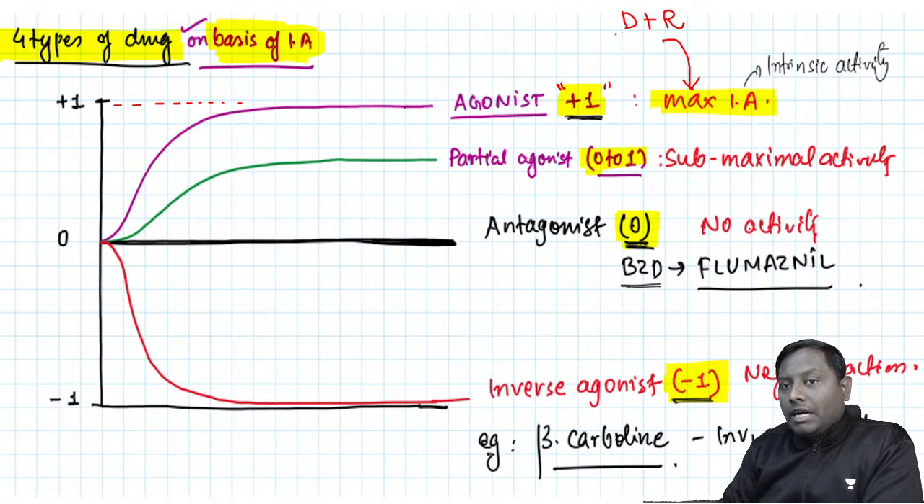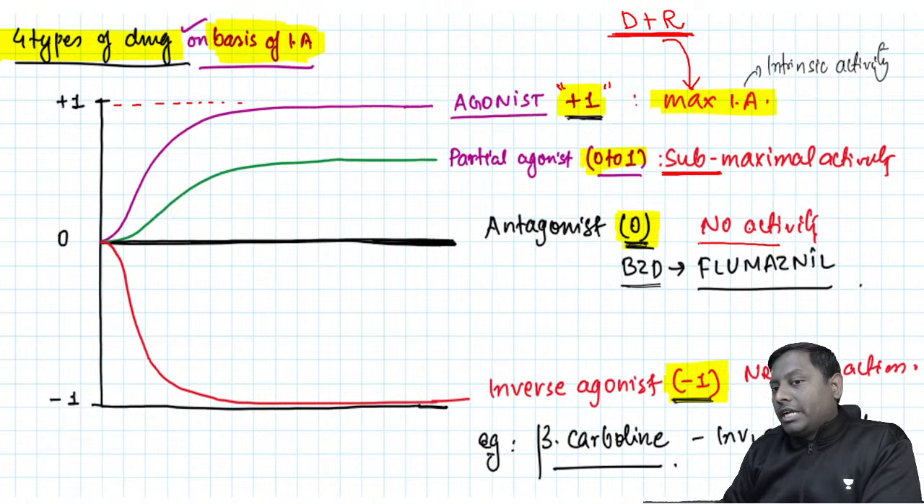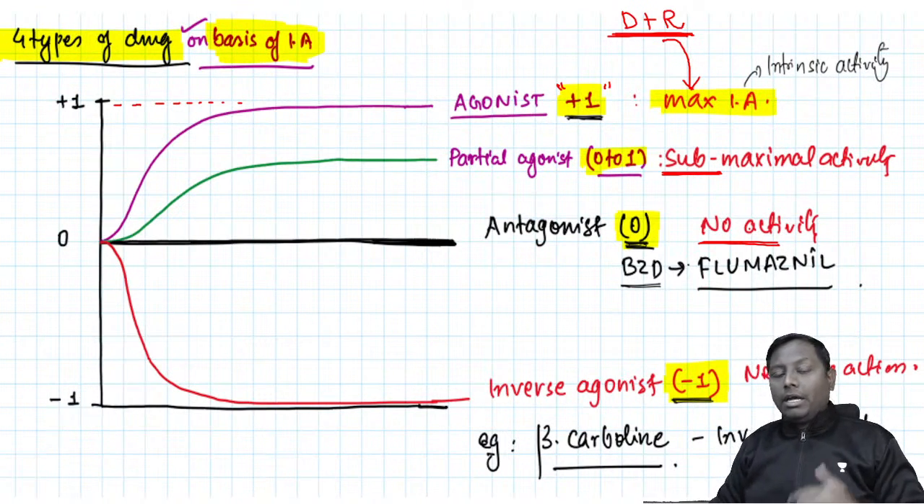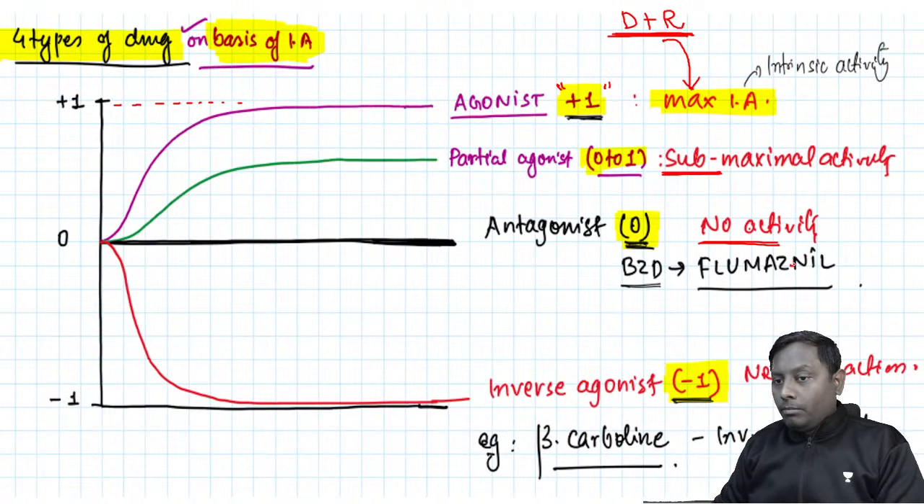A partial agonist, after binding with the receptor, is going to produce sub-maximal intrinsic activity. Then we have the antagonist, a drug that after binding with the receptor produces no intrinsic activity. It will simply occupy the site and does not allow any other one to bind and act. Okay, a very classical example of a benzodiazepine antagonist is flumazenil.